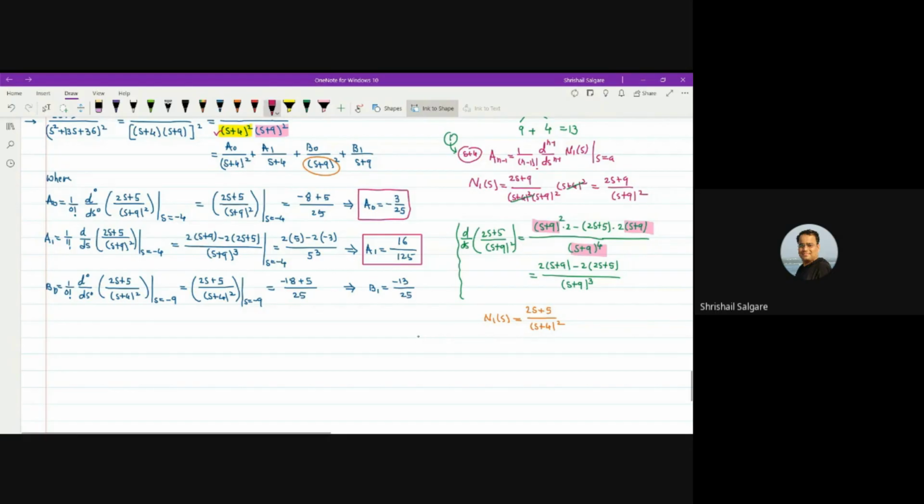Is what I wrote correct? minus 13 upon 25. In the same manner, this b1 next constant is given by b0 (written again here as b1), so the next one, b1, is given by 1 upon 1 factorial d by ds of 2s plus 5 divided by s plus 4 bracket square, at s is equal to minus 9.